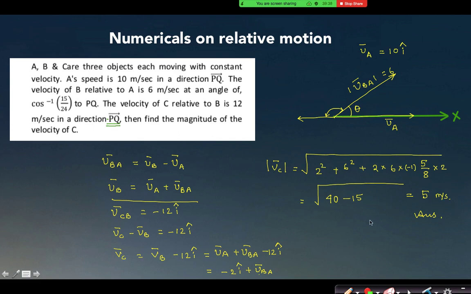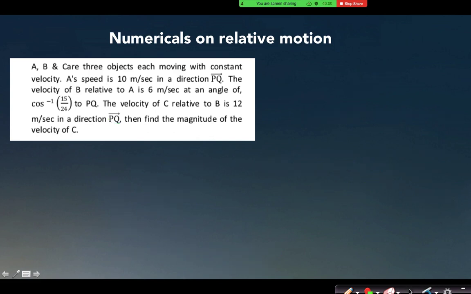Right. So these equations are very useful. Several times we will use these equations, not in this chapter only, but in laws of motion and in other chapters also. We will frequently use these relative motion equations. All right.